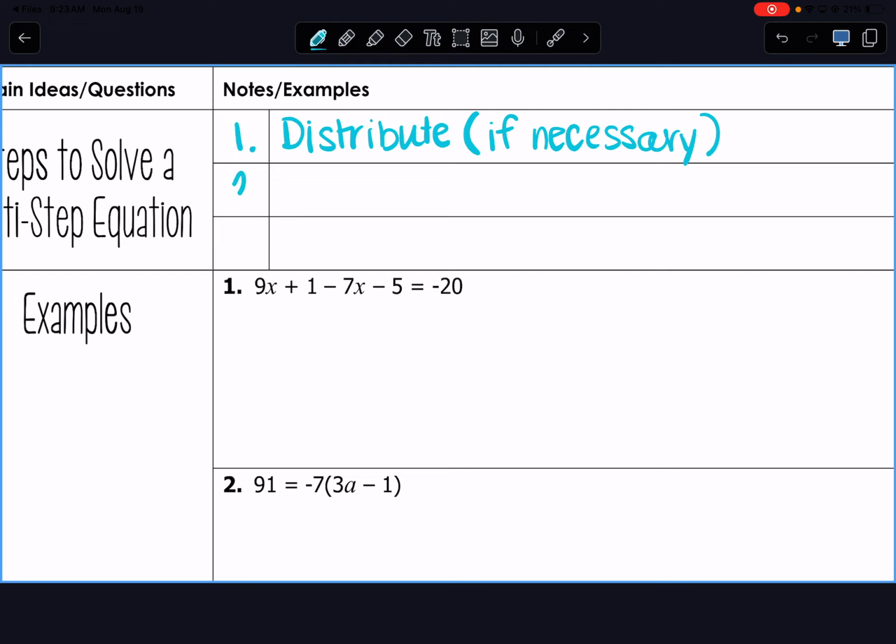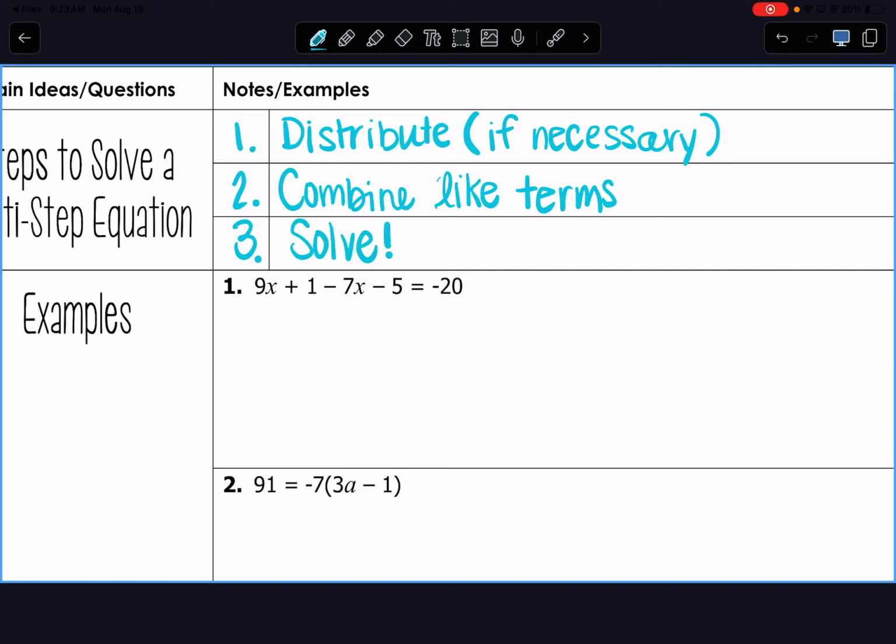Okay, number 2 is to combine like terms. All right, all of our little side conversations need to come to a stop, okay? Then we can solve last. Okay, so far we've looked at 1 step, 2 step, and now we're doing multi-step. So it could be any number of steps, okay?